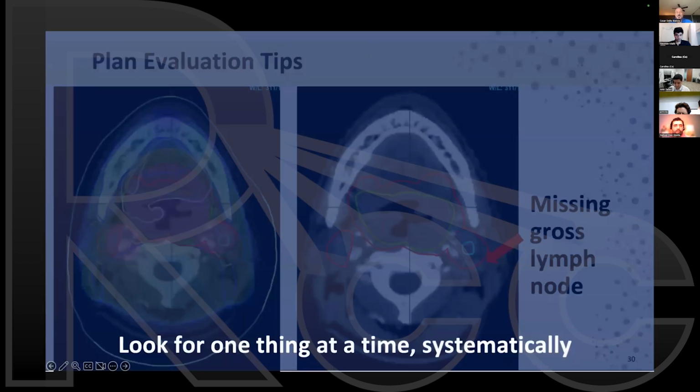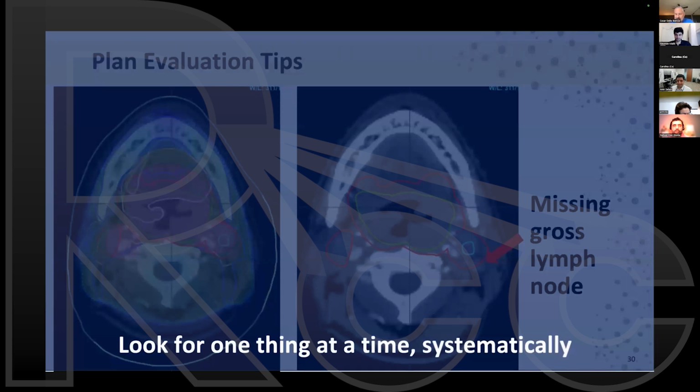That's why simplifying is an important concept. And as I said before, always look at one thing at a time, systematically. So when you evaluate head and neck plans, make sure you have a method, and you systematically go through all the steps and all the things that you want to check. Anything that you would like to add?